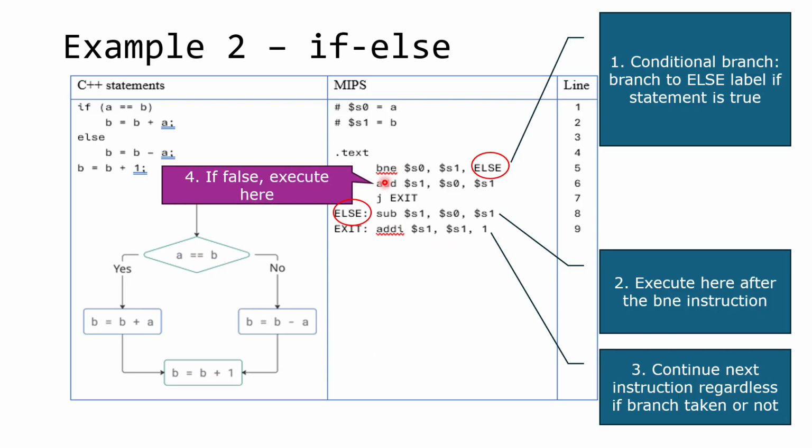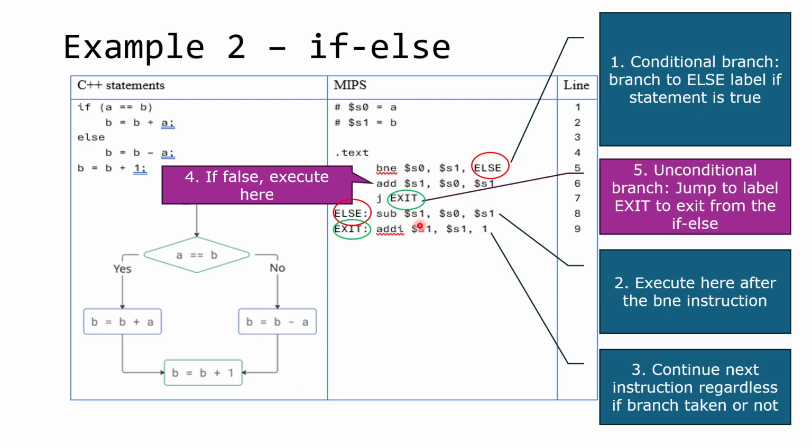Okay, but let's say branch not equal is false. S0 is equal to S1. Here, A is equal to B. Then execute line 6 here. Okay, add S1, S0, S1. And then jump exit. Here, we use unconditional branch to jump to label exit because we want to skip the else statement here. So we don't want to execute the next line. Okay, if you miss the J exit, you would execute the else statement here, sub S1, S0, S1.